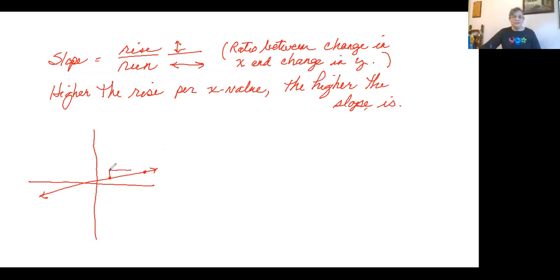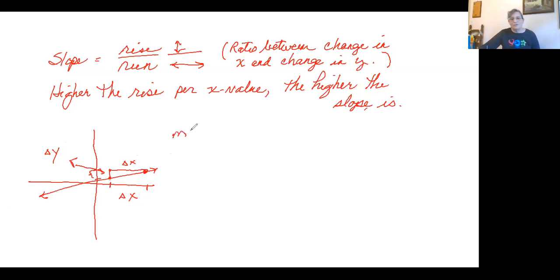So if the x from this point to this point goes up, if the y goes up this much, and sometimes they'll use the Greek letter delta, little triangle there, to represent the change in y. So it's going from here to here. This amount is the change in x. Same thing here.